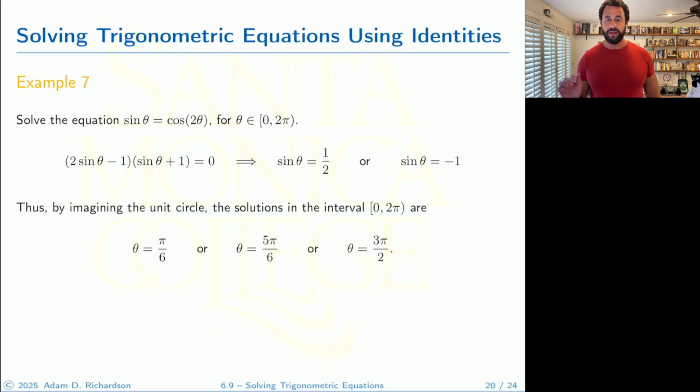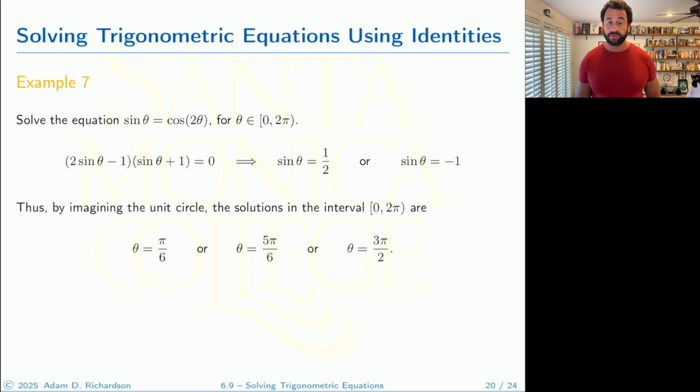Just like before, setting those equal to 0 yields that sine of theta equals 1/2 or sine of theta equals -1. Then we ask ourselves, and imagine the unit circle, what angles have a sine value of 1/2 and what angles have a sine value of -1? We know that it's going to be these. And then, well, I guess that's it. We were restricted to the interval 0 to 2 pi, so those are the answers. Those are all the solutions to this equation in the interval 0 to 2 pi. Cool stuff.